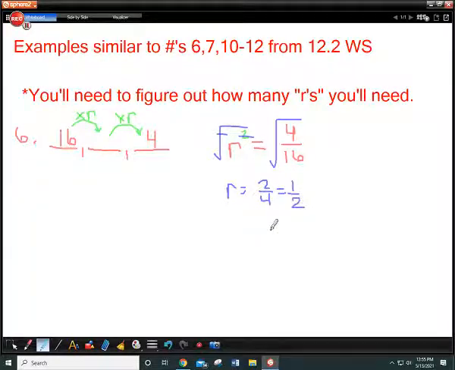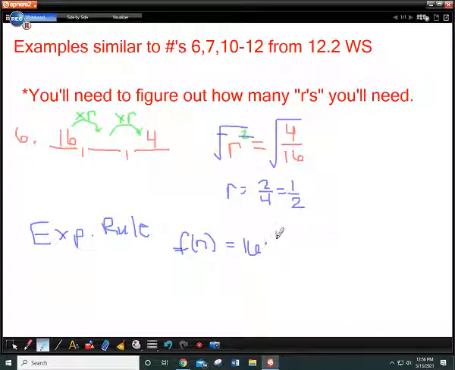So then when it says write your explicit rule, we're going to abbreviate that. I'm going to say f of n equals my first term, 16, times my r to the n minus 1 for n's greater than or equal to 1.